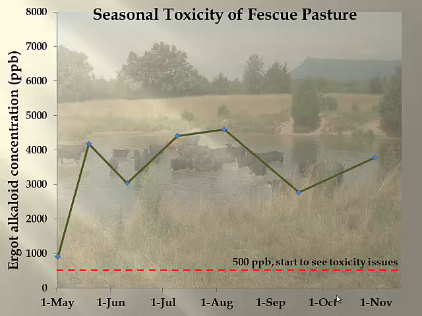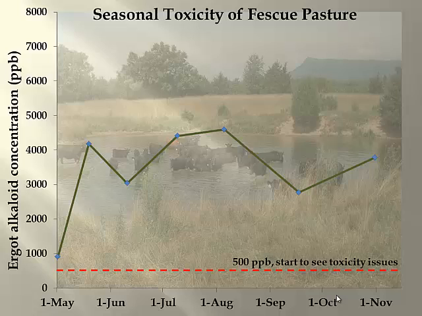There's a lot of debate about at what level we start seeing animal issues, but 500 parts per billion would kind of be the area that most people would agree on, and maybe someone can debate about that a little bit later. But let's just pick that as our number, and you can see that our toxicity, our alkaloid content, is very, very high.